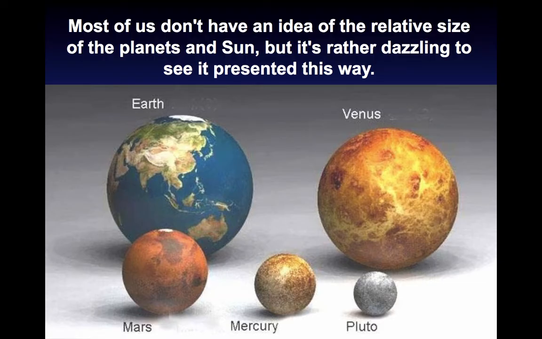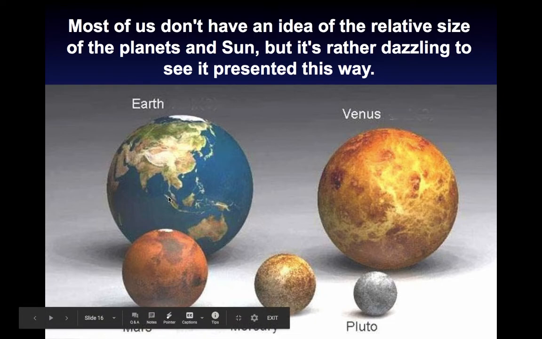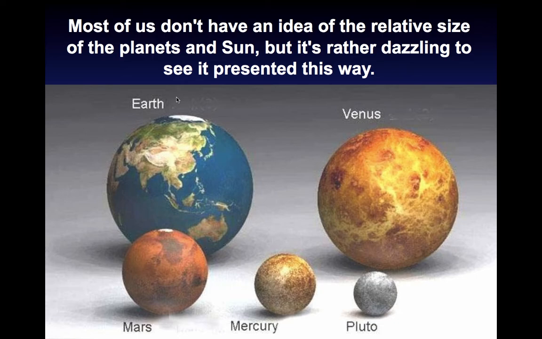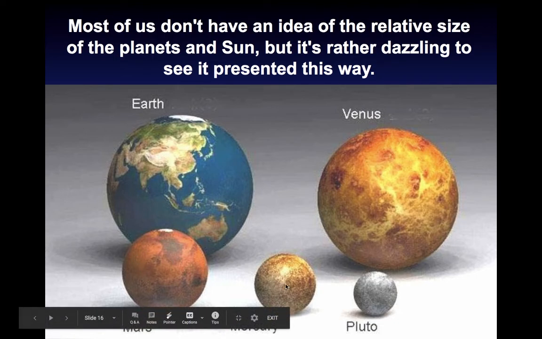Okay, now we're going to compare all the planets just so you can get an idea of what these sizes are. So most of us don't have any idea of the relative size of the planets and the sun, but it's rather dazzling to see it presented this way. So here's Earth. Obviously, our planet is the most gorgeous planet in my opinion. It's got the most stuff. It's the only one that can support life that we know of. And then you've got Mars, which is that super red one, Mercury here, Pluto, Venus.